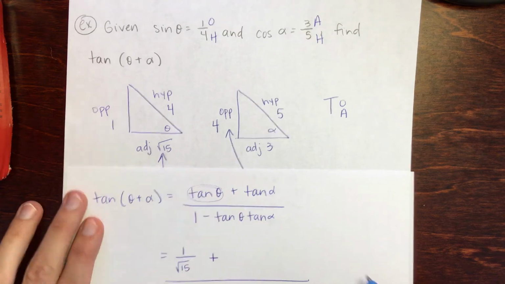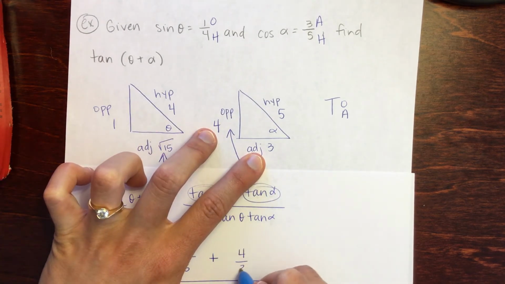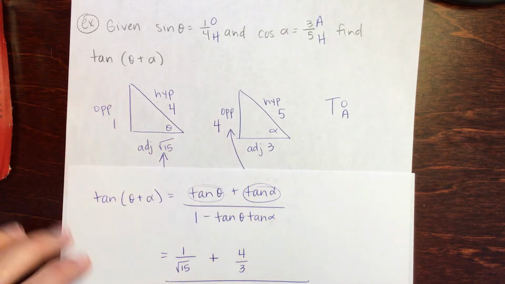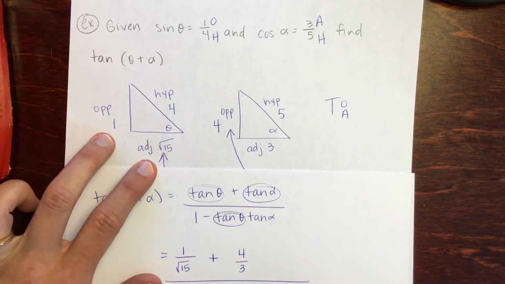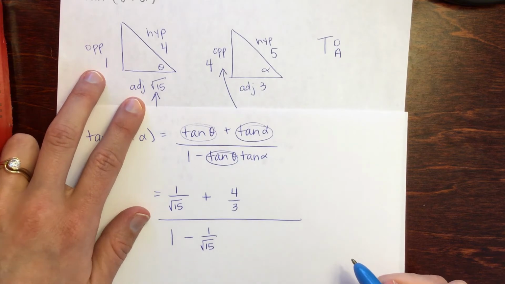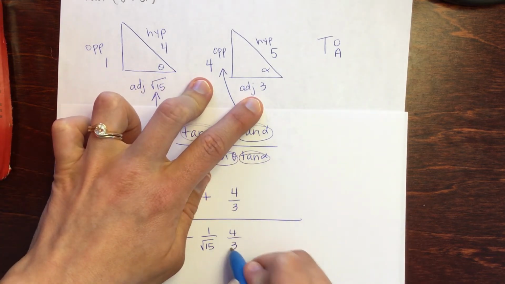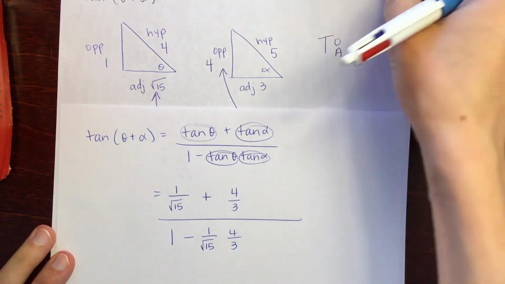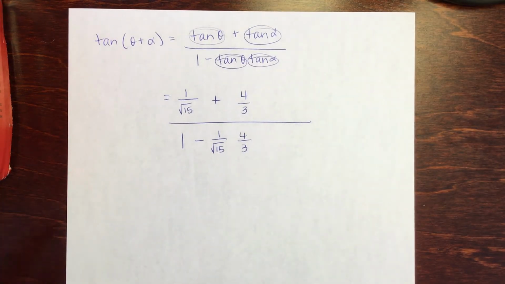All right, tan alpha. This is the TOA fraction from the alpha triangle. All right, in the bottom we have 1 minus, again, tan theta, replace it with your TOA fraction from the theta triangle. And, oh, you can't see what I'm writing. And then tan alpha, this is the TOA fraction from the alpha triangle. All right, if you got this far, good, but now we have to practice all of our math skills here.